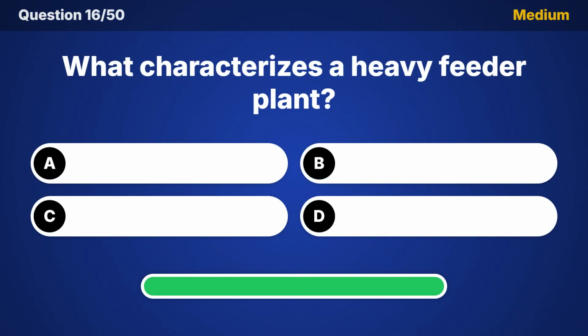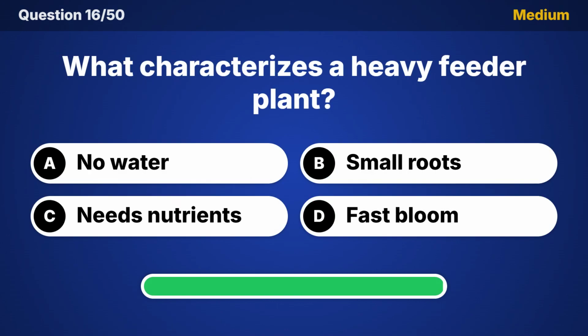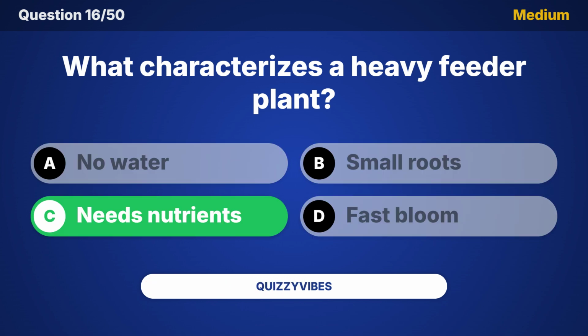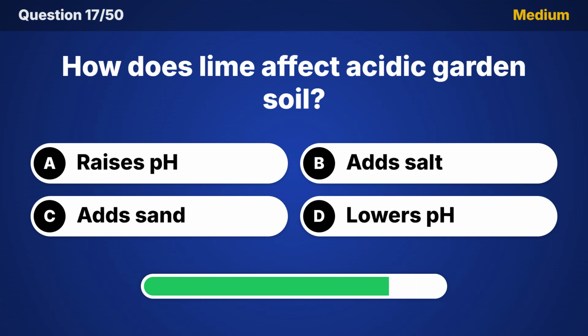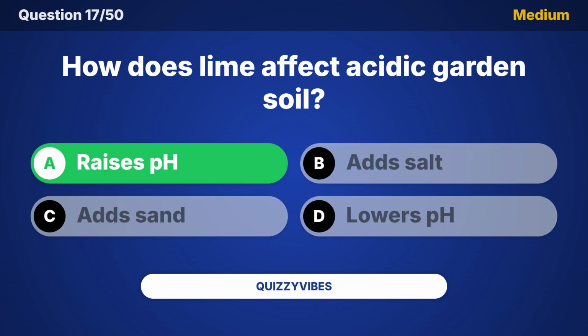What characterizes a heavy feeder plant? The answer is needs nutrients. How does lime affect acidic garden soil? Did you guess it? The answer is raises pH.